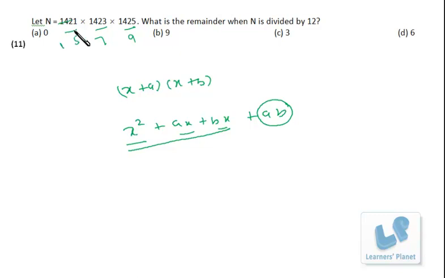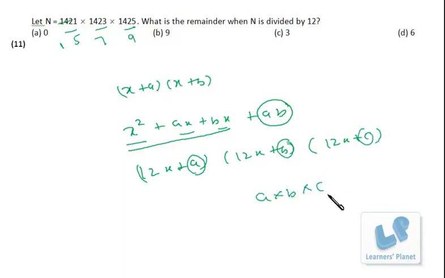Okay, so if these numbers are like in 12x plus a format, 12x plus b format and 12x plus c format, definitely the product of a into b into c will be the remainder. Now this 12 can be different also, because I have chosen a common multiple, but it may be different. But in any case, the remainder will be a into b into c, since we can see the expansion. And this is really a very important concept. On this concept, every year at least one problem is coming on CAT.